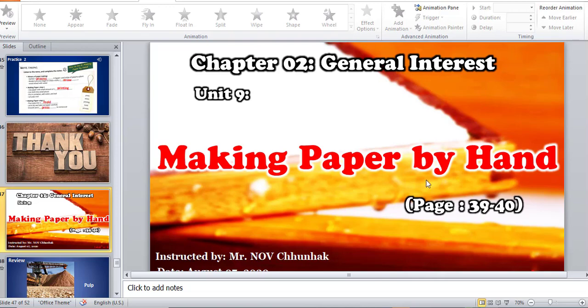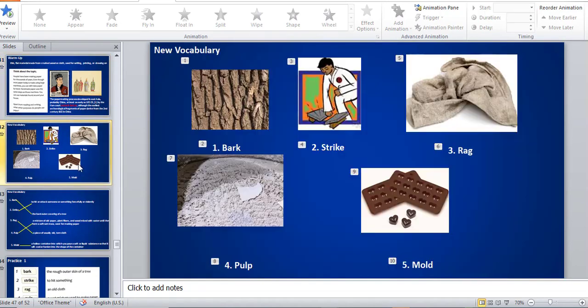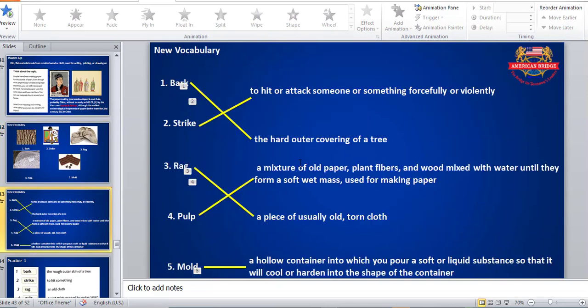Last week you have learned about the idea of making paper, and who made it. You also learned five vocabulary words: bark, strike, rack, pulp, and mold, as well as the definitions. The word bark means the hard outer covering of a tree.